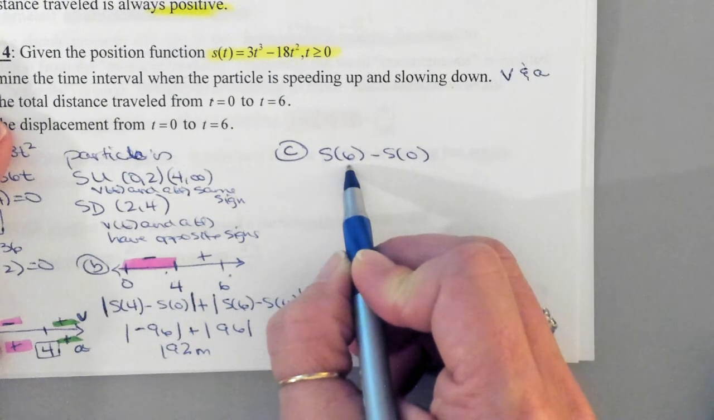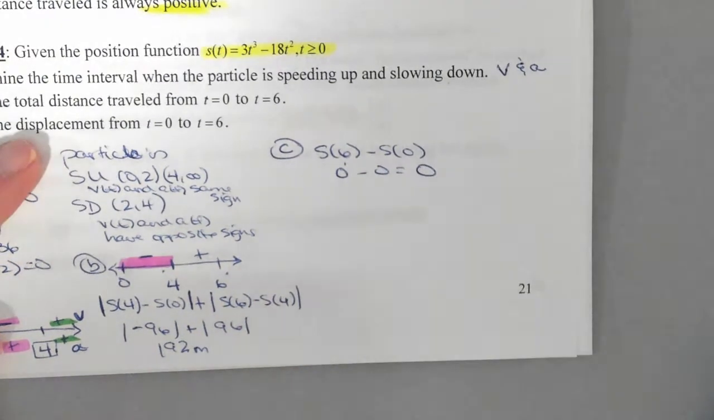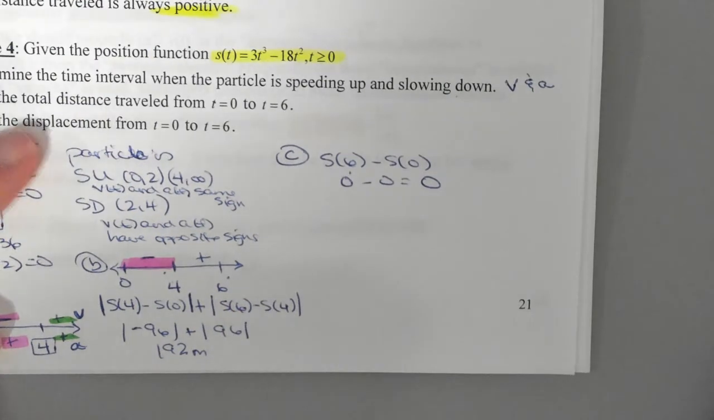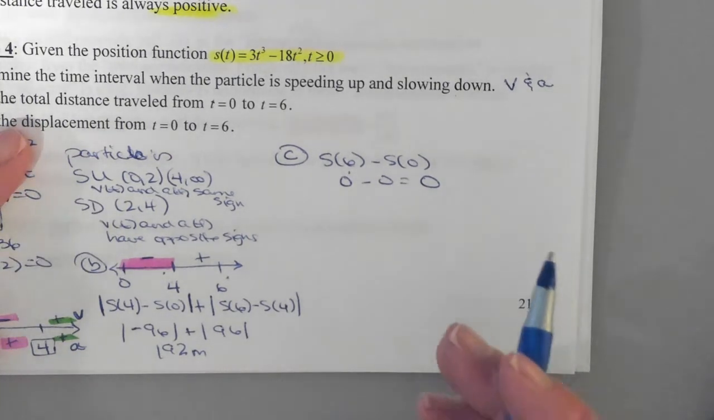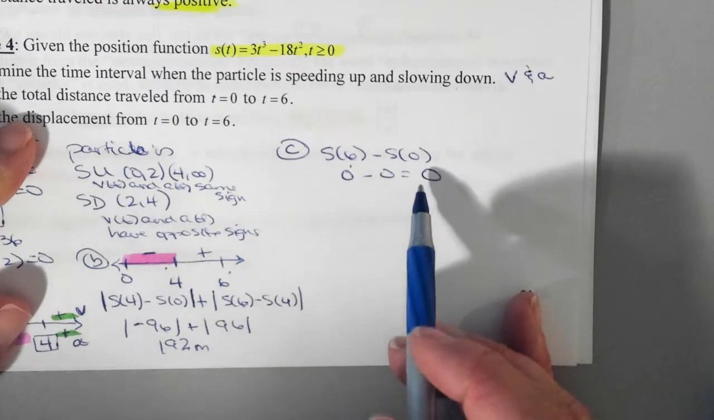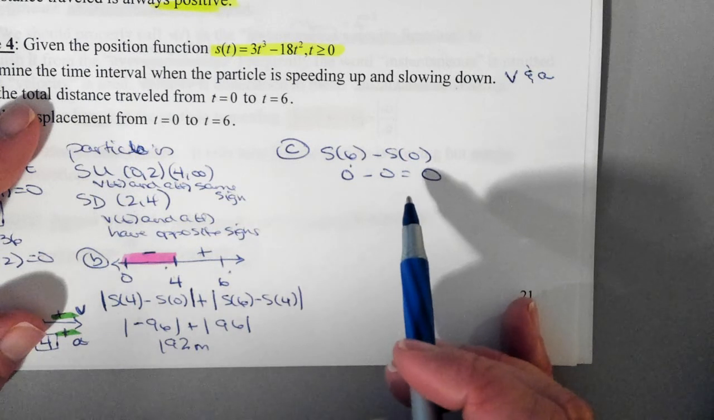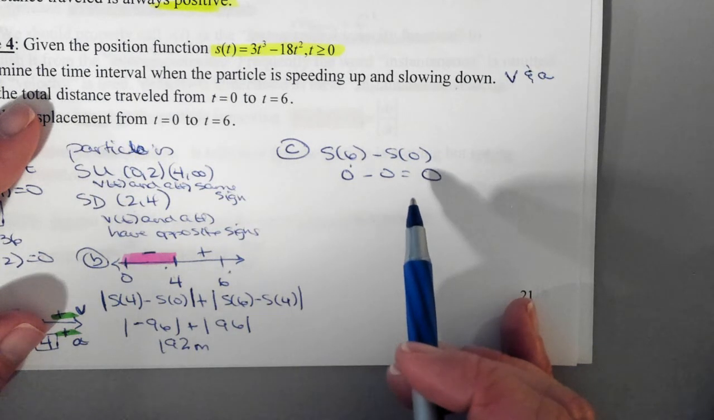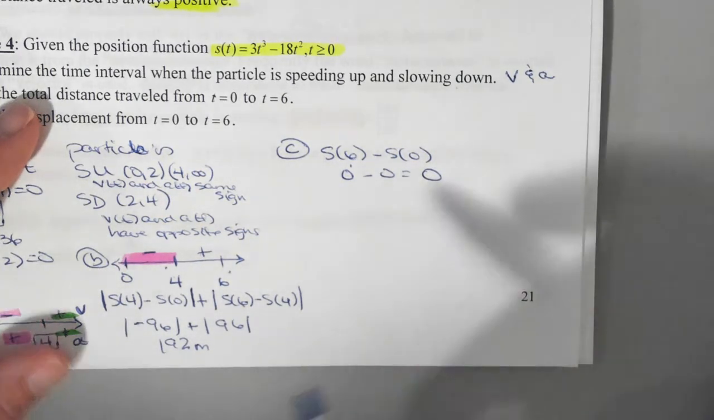It's 0. And then S of 0 is 0, so 0 minus 0. Tell me about this particle. The displacement was 0, so it ended in the same spot, right back where it started. Does that always happen? No. Let's say, I'm just making this up, your value was negative 33 meters. What does that mean? That particle is 33 meters to the left of where it started. Does that make sense?